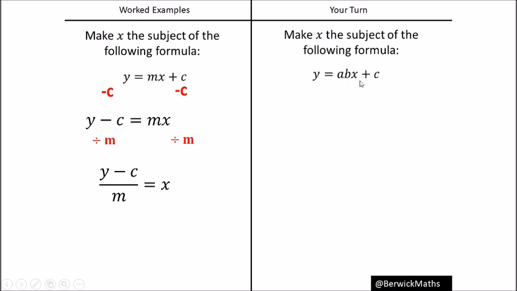Okay, so we just want x on its own, so that positive c, that plus c, does not need to be there. The opposite of adding c is taking away c, so that tells me that y minus c equals abx. How do I get from abx to just x on its own? Well, this ab doesn't need to be there, so let's divide both sides by ab. So that tells me that x is just y minus c all over ab, and this is my answer because x is now the subject.